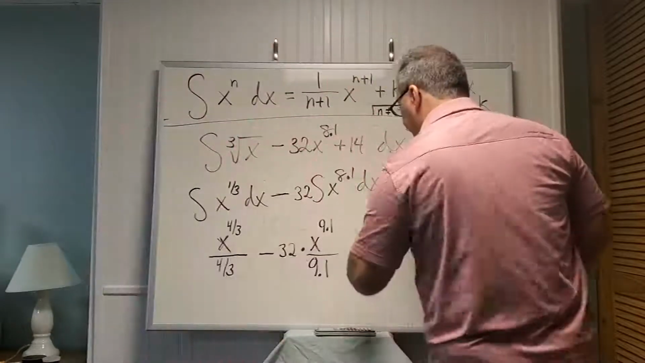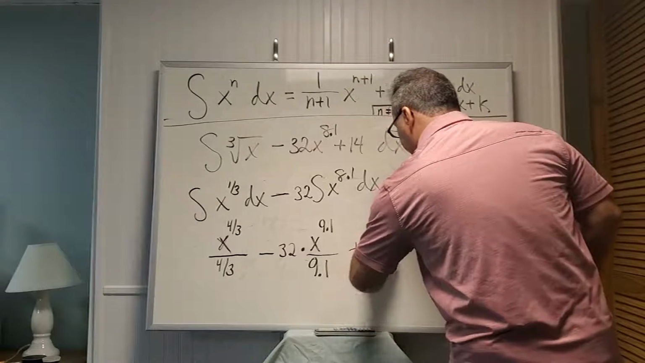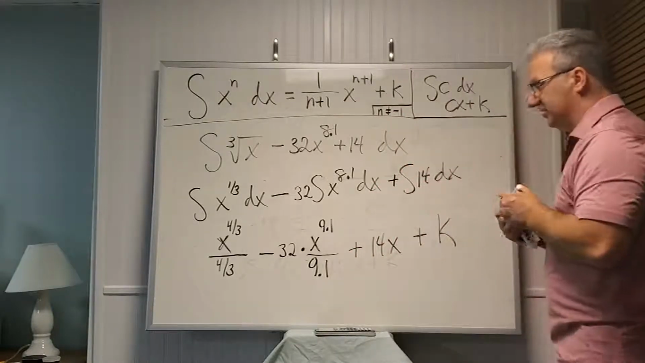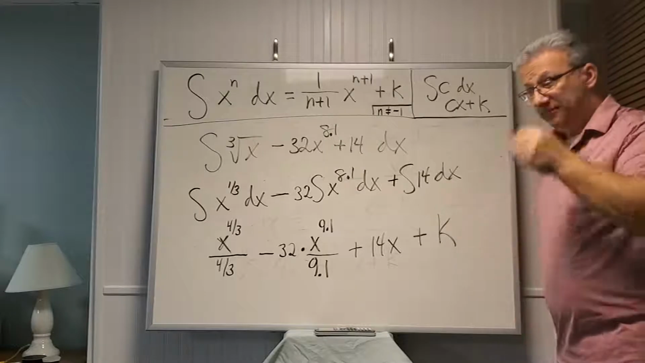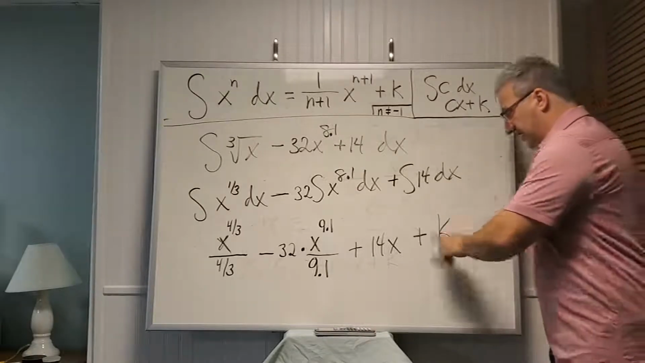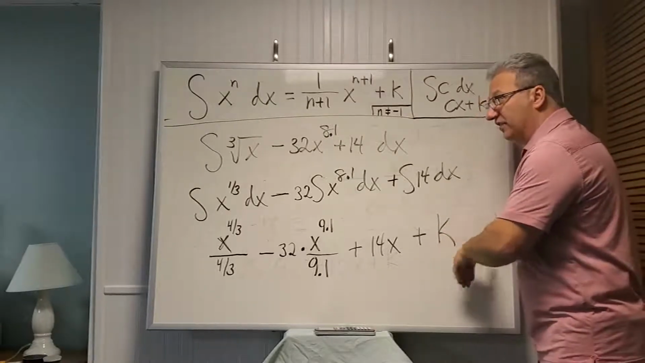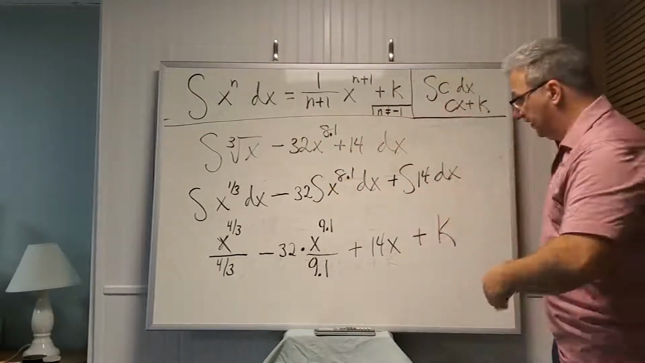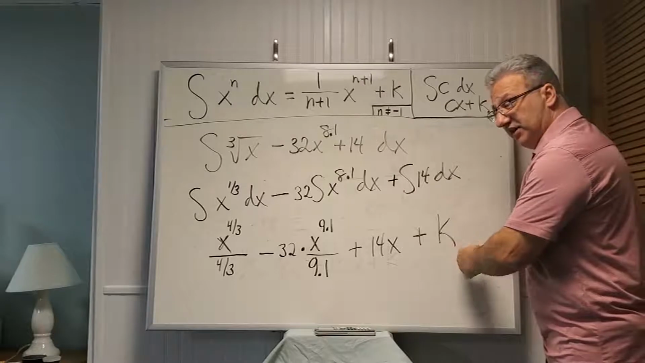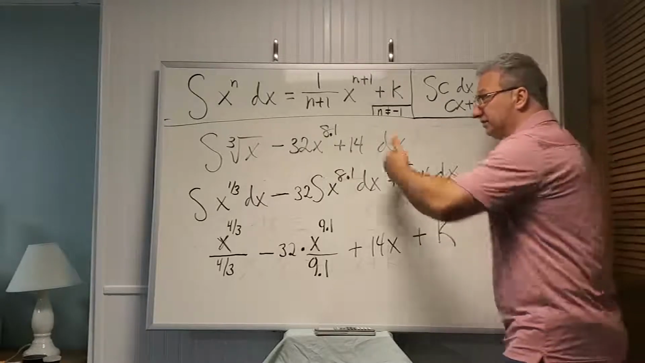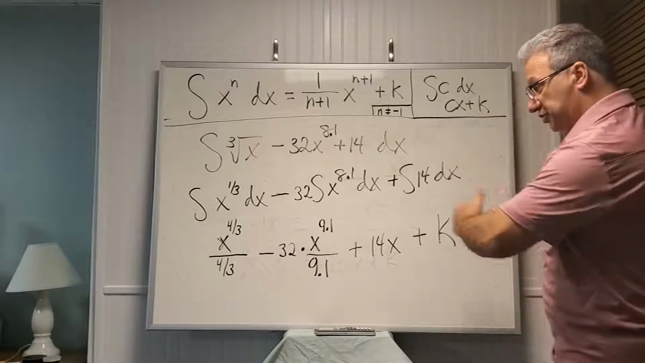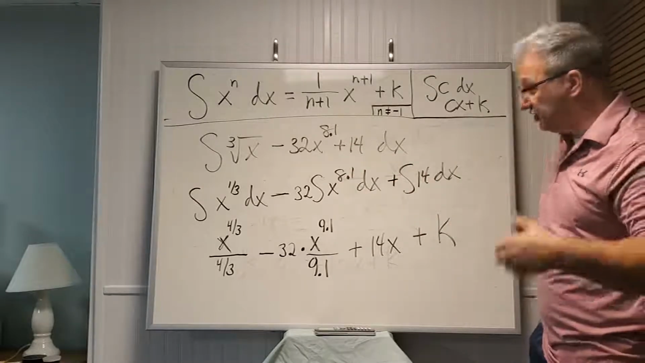Last but not least, 14 must have come from 14x. And last but not least, there is some constant there. Because again, if that was 600 at the end, the derivative of 600 would disappear and you wouldn't have seen it no matter what. If that was a minus 14,000, the derivative of 14,000 is 0 and you wouldn't have seen it anyways. What I like to do to make sure my answer makes sense is just check it.